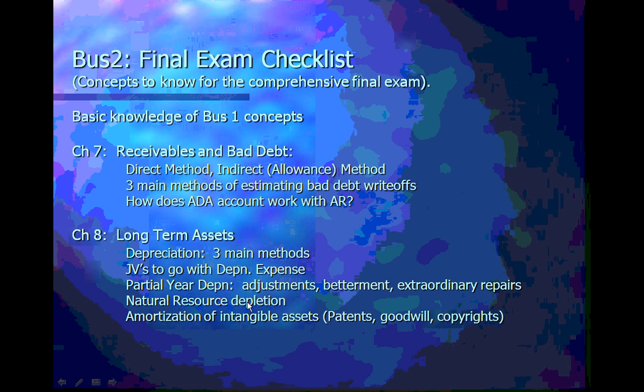Natural resource depletion, very much like units of production method for depreciation, but very different, okay? And then amortization of intangibles. We talked about patents, goodwill, copyrights, very important and often misunderstood because of its intangible nature. Just because it's intangible makes it a little bit hard for some people to visualize or to understand. So you've got to understand them so you can add value to your company, because a lot of others won't.